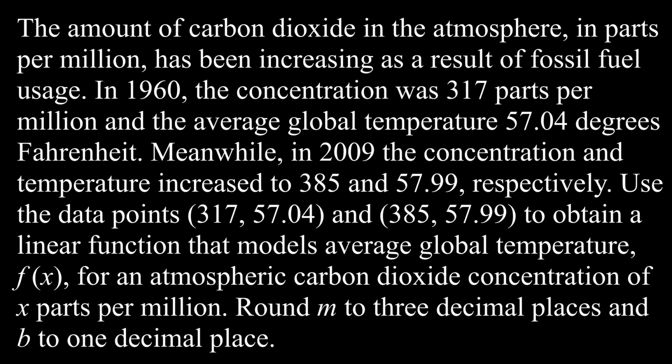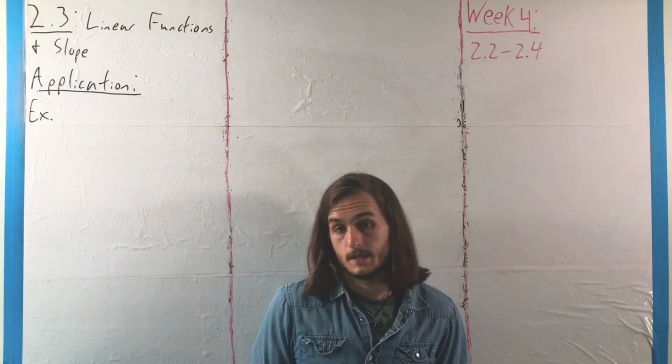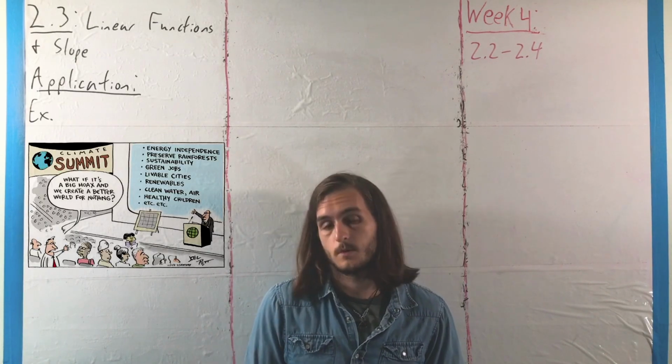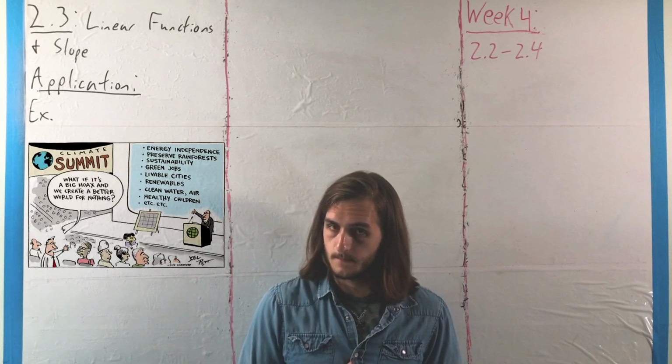For this example, we have that the amount of CO2 in the atmosphere in parts per million has been increasing as a result of fossil fuel usage. Or I'll say that I do know that for some people this is a bit of a controversial example, but it is the one we're working on, so bear with me here.